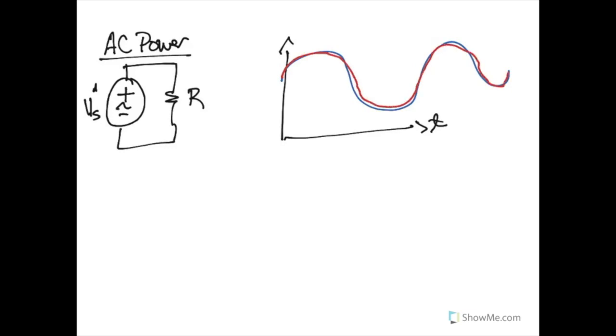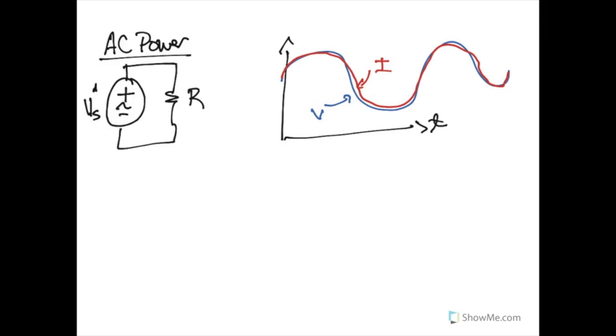So as the voltage rises, the current rises. And as the voltage drops, the current drops. And again, let's have our blue line here being voltage and our red line here being our current. What's important about this is that when the voltage is high, the current is high, and when the voltage is low, the current is low. So these two items are in phase.